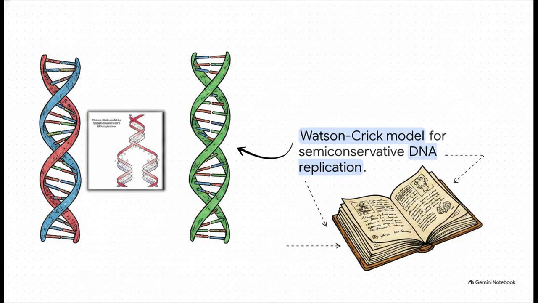The idea was that the two parental strands separate, and each one acts as a template for synthesizing a brand new complementary strand. It's exactly like duplicating a rare, ancient recipe book. Imagine carefully taking the pages apart, keeping one original handwritten page on the left, and then binding a brand new, perfectly copied page right next to it on the right. So after replication, every single new DNA molecule contains exactly one old parental strand and one newly synthesized strand.